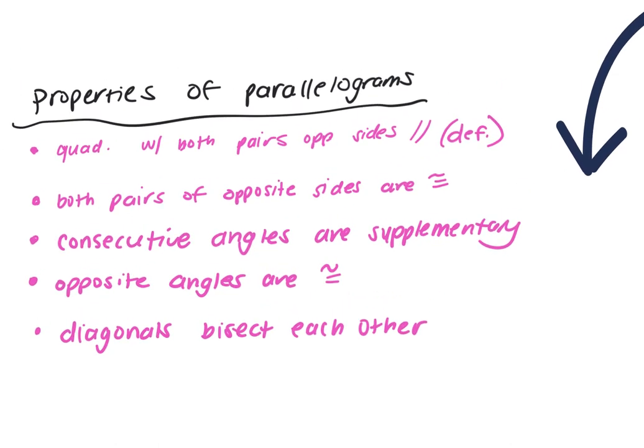Okay, so those are all properties. The one at the top would be the definition, which is that both pairs of opposite sides are parallel. Then both pairs of opposite sides are congruent, consecutive angles are supplementary, opposite angles are congruent, and diagonals bisect each other. Because everything that's there today, we will reverse, using those to prove that a quadrilateral is a parallelogram. So these are obviously things that we need to know, and then we apply them to stuff like this.